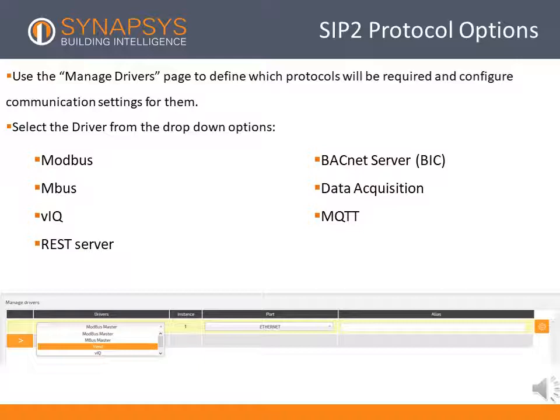For example, to use Modbus TCP/IP, select the Modbus driver and select the Ethernet port option. The managed drivers also allow an alias to be entered for each driver. This makes it easier to organize which driver is which when using more than one of the same protocol.